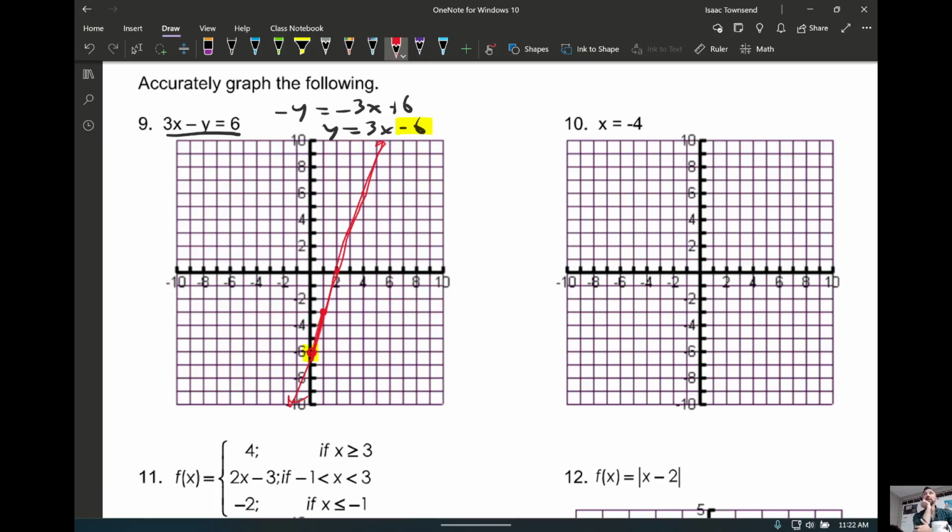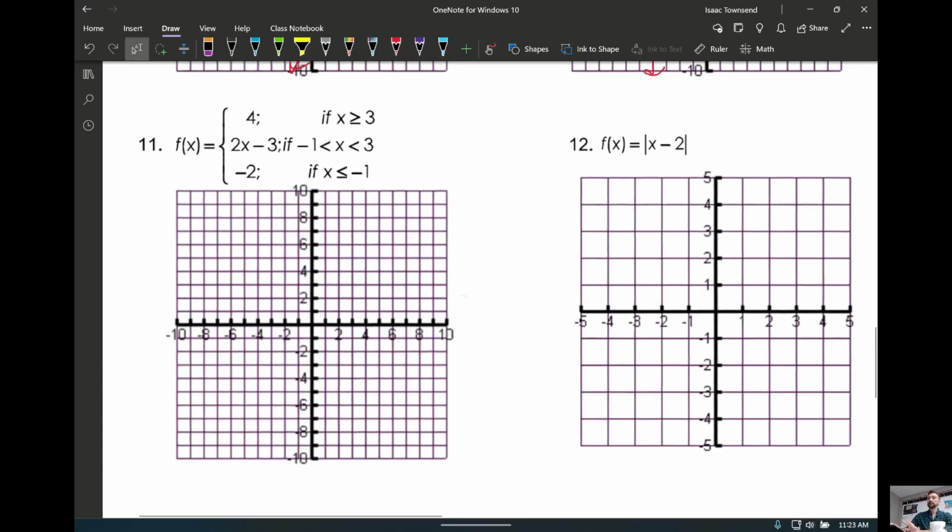So solve for y equals, put it in mx plus b, and then know what those two things mean. Y-intercept, slope. Number 10 is a vertical line. I recognize that by its equation type, and it's the line where x is always negative 4. No matter what y is, x is negative 4.